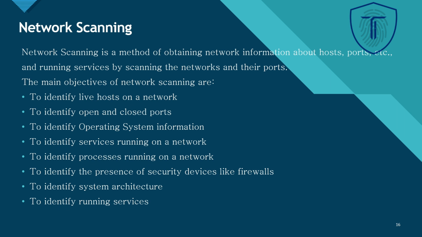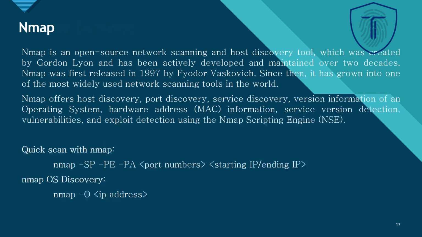Network scanning is a method of obtaining network information about hosts, ports, and so on. The main objectives of network scanning are to identify live hosts on a network, to identify open and closed ports, and to find out operating system information, running services, and their versions. For this purpose, there are various tools, like Nmap, Masscan, and Netcat. We are going to discuss all of these, but in this video, we will only focus on Nmap.